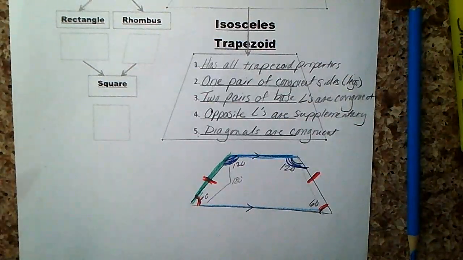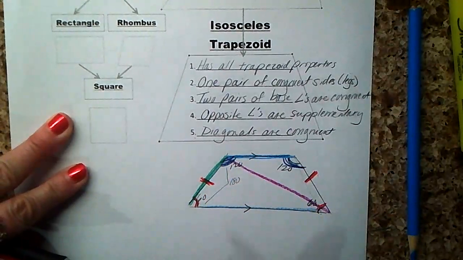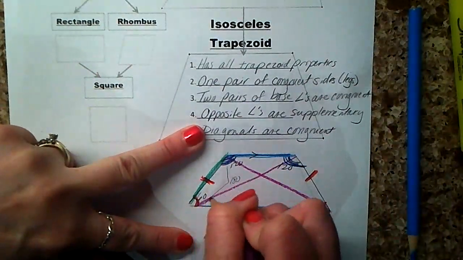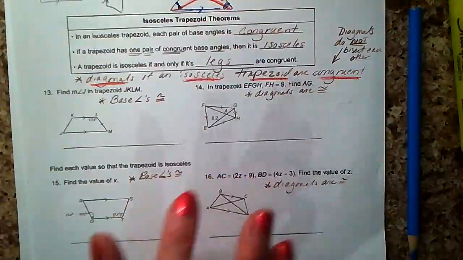And of course, the last thing we saw in this is that our diagonals are congruent to each other. So that length there is going to be equal to this length over here. So the diagonals are congruent. That's the last thing the isosceles trapezoid has. Okay, let's go back to some problems and try some problems.